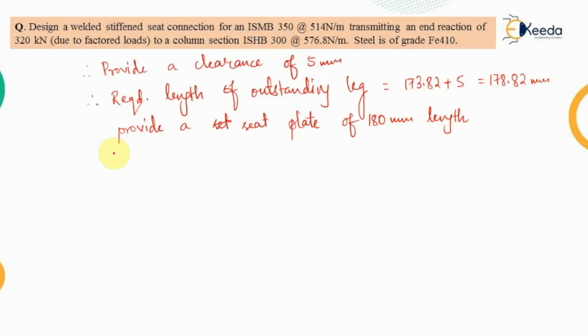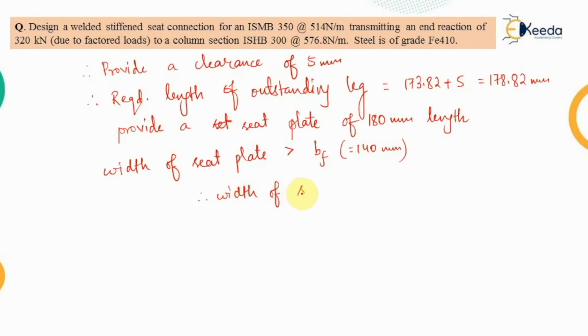So this is the length of the seat plate. Now we will choose the width of the seat plate corresponding to these sections. Whenever we are designing the stiffened seated connection, the width of the seat plate that we are providing must be greater than the width of the beam flange, that is equal to 140 millimeter. That means the higher section from here, that we will be choosing as the width of the seat plate. Therefore the width of seat plate that we are choosing is equal to 160 millimeter, because that is higher than this 140 millimeter value.